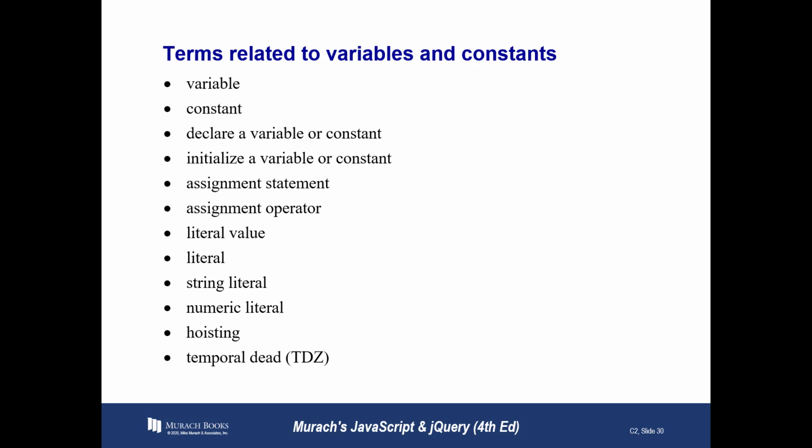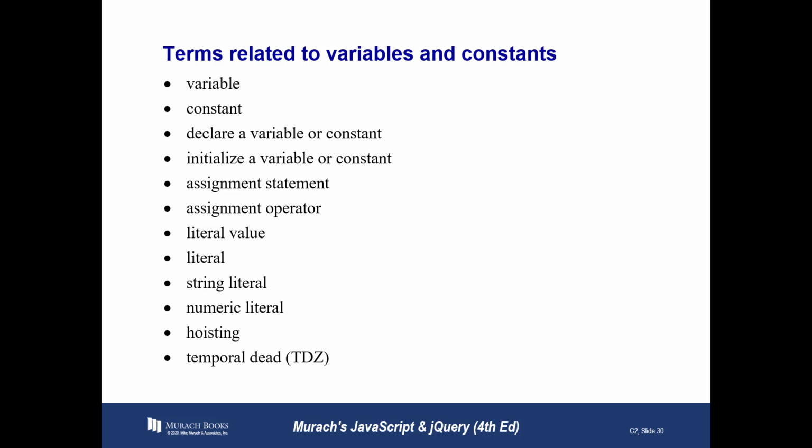So you should at least, now that you've been shown these, know that a variable is basically a location in memory whose value can vary. A constant is a location in memory whose value, once set, cannot vary. We talked about the difference between declaring something and initializing something. The equal sign is known as the assignment operator.